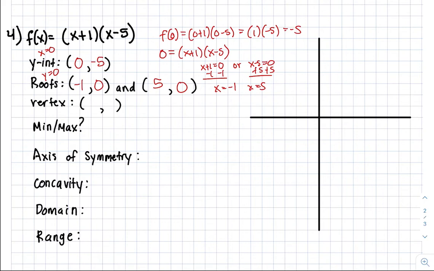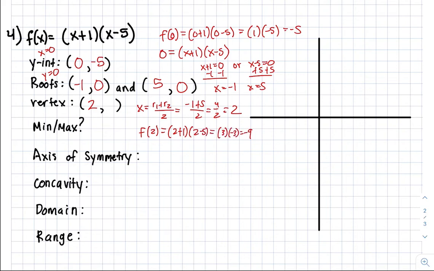Okay, vertex. Remember for factored form, it is R1 plus R2 all over 2. R1 and R2 are our roots that we found. So it's negative 1 plus 5 over 2, which is 4 over 2, which is 2. So that's the x value of our vertex. Now to find the y value, we have to substitute 2 into the original equation. So 2 plus 1 and 2 minus 5, which is 3 times negative 3, which is negative 9. So this is 2, negative 9. For the axis of symmetry, it's the x value we found, which is x is equal to 2.